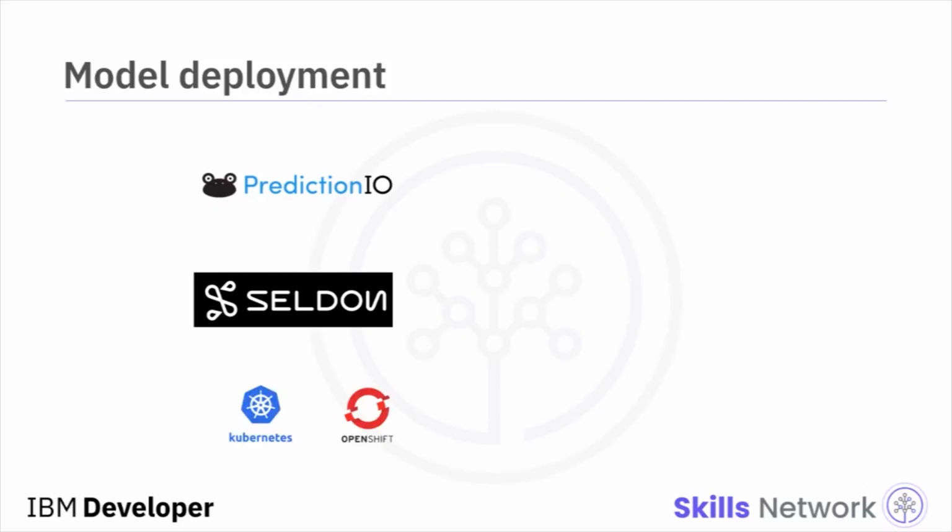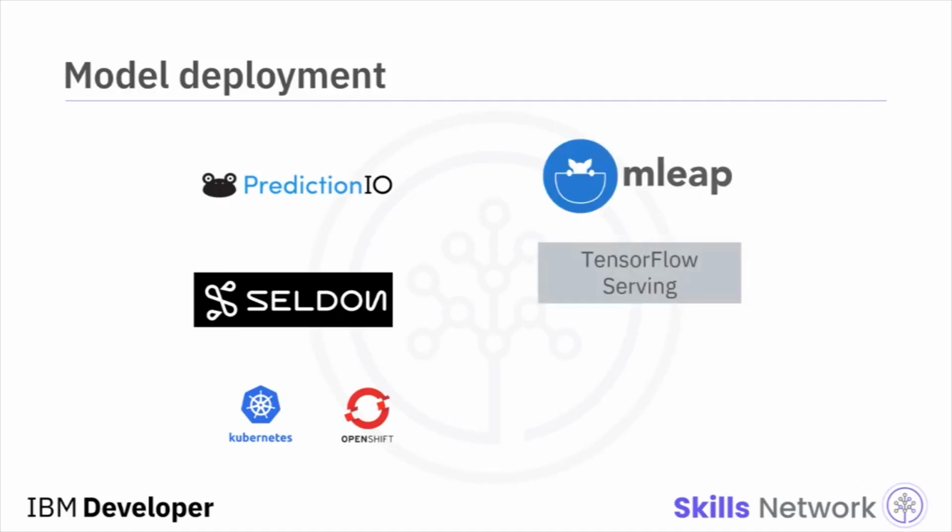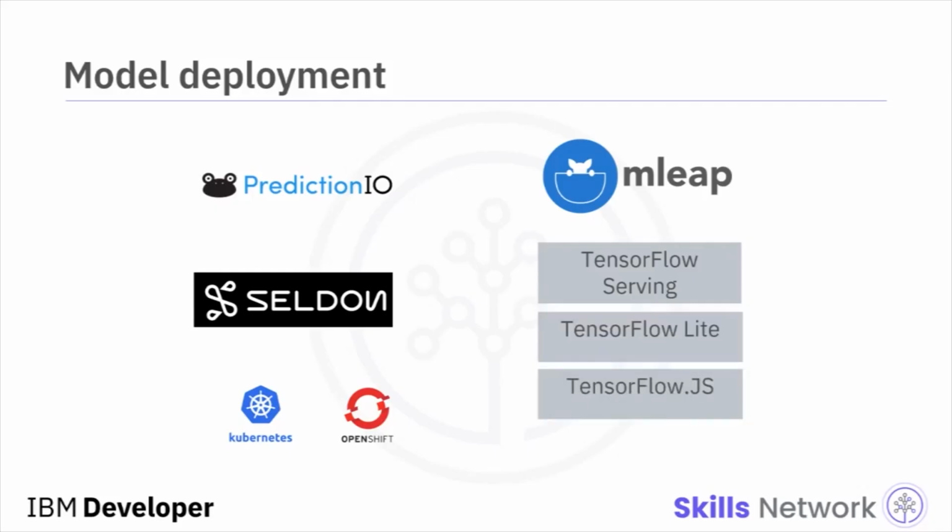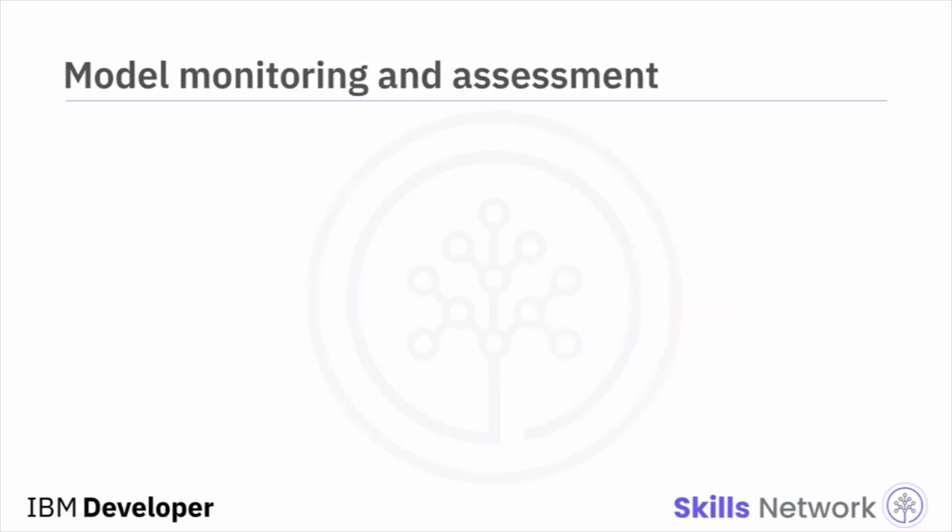Another way to deploy Spark ML models is MLeap. And finally, TensorFlow can serve any TensorFlow model using TensorFlow Serving. It can be an embedded device like a Raspberry Pi or smartphone using TensorFlow Lite, and deployed to a web browser using TensorFlow.js. Model monitoring is an important step as well.